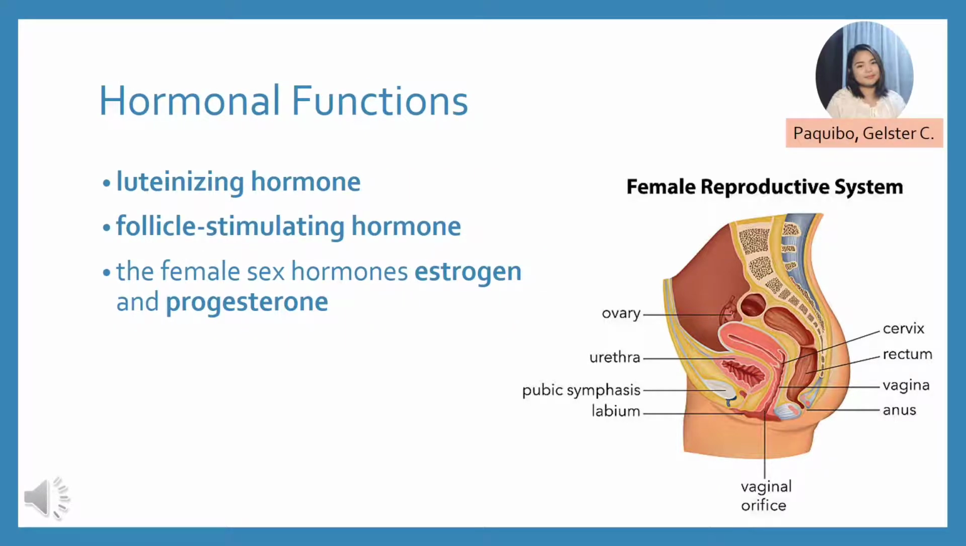There are four hormones involved in female reproduction, and that includes the luteinizing hormone, which helps control the menstrual cycle, the follicle stimulating hormone, which also helps control the menstrual cycle and stimulates the growth of eggs in the ovaries, and lastly, the female sex hormones, estrogen and progesterone, which help develop and maintain both the reproductive system and the female characteristics which make females unique.